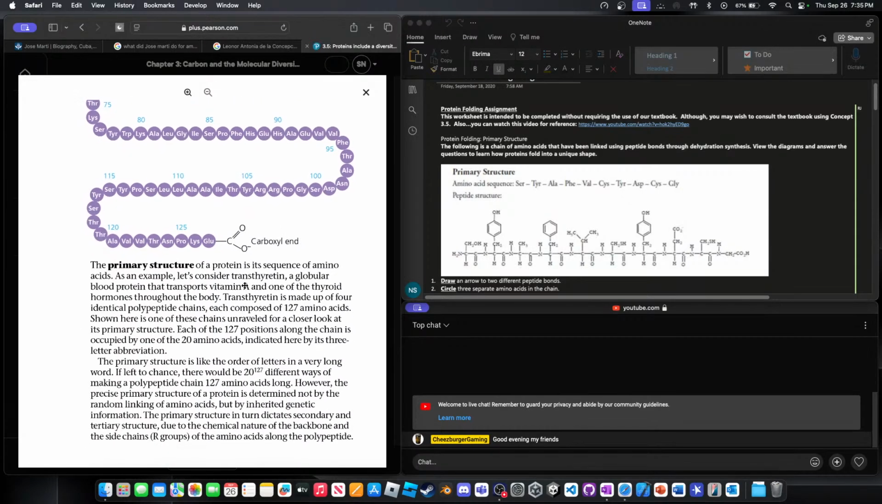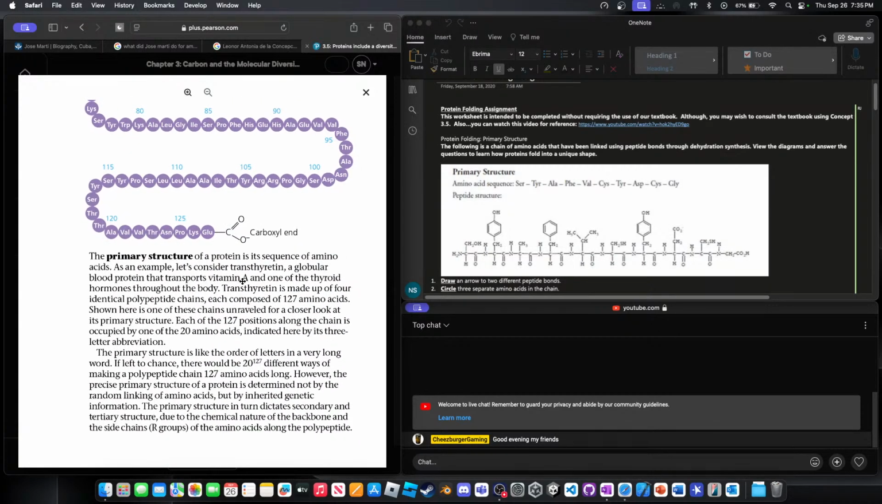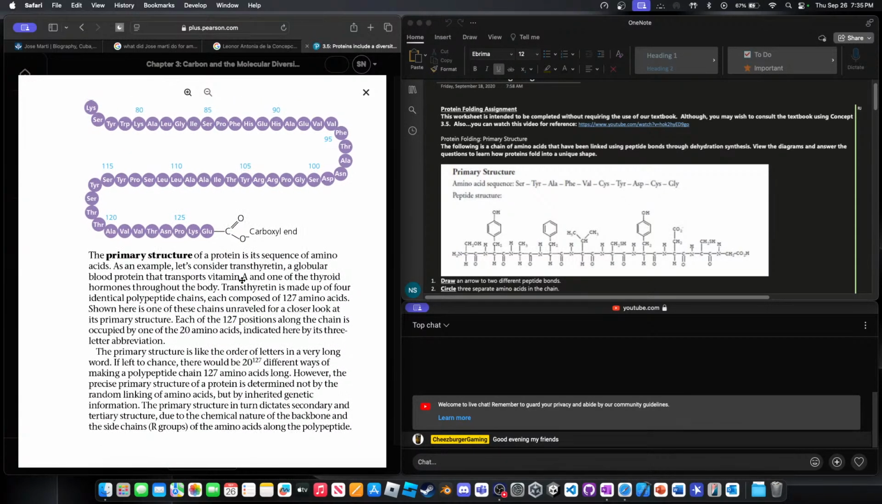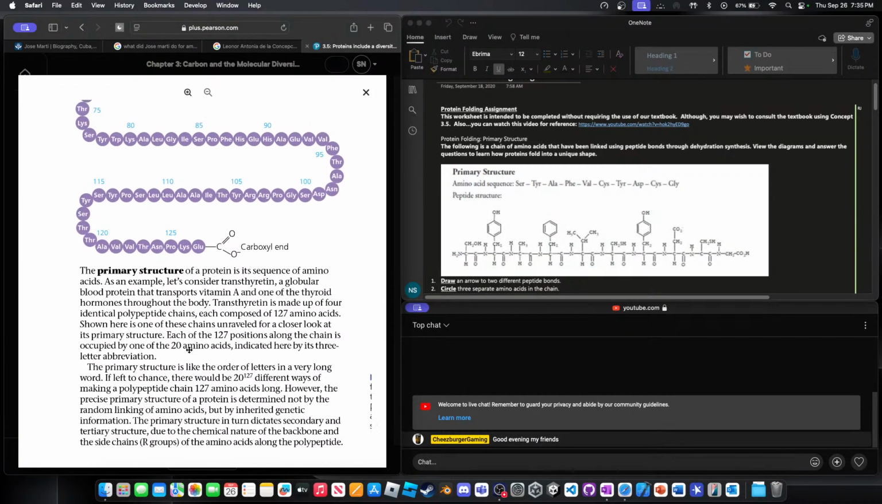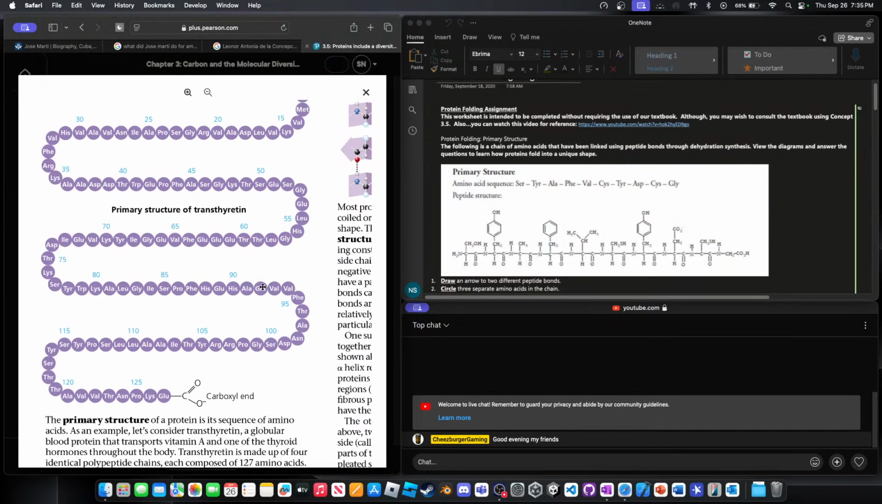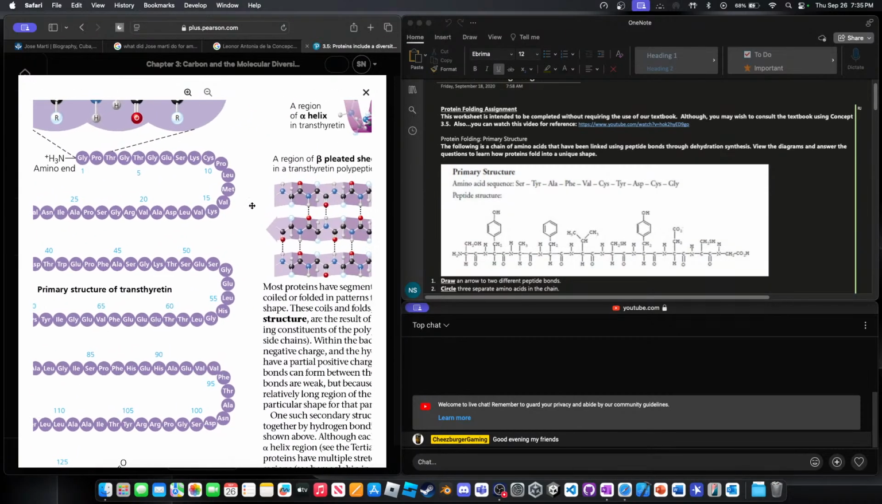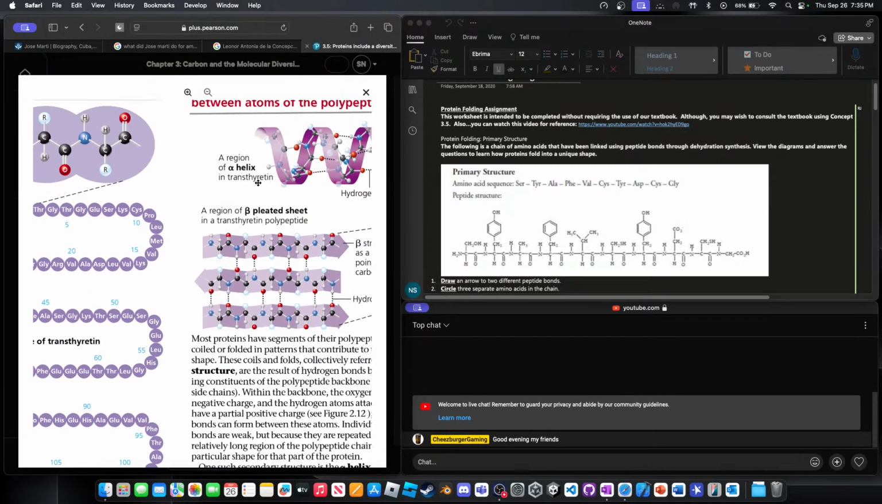Primary structure of a protein is its sequence of amino acids. As an example, let's look at transthyretin, a globular blood protein that transports vitamin A and one of the thyroid hormones throughout the body. Transthyretin is made up of 4 identical polypeptide chains, each composed of 127 amino acids. Shown here is one of these chains, unraveled. Okay, cool. This seems like a beta pleated sheet. Where's the primary?